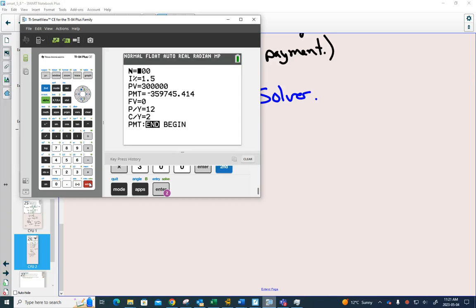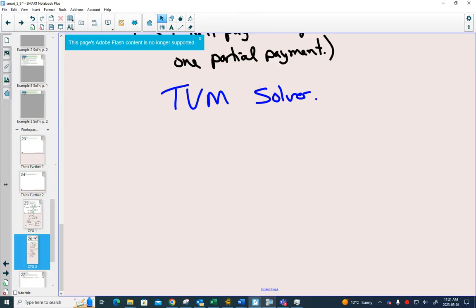So, first of all, what we're going to do in our notes is write out what each of the things stand for in the TVM Solver.